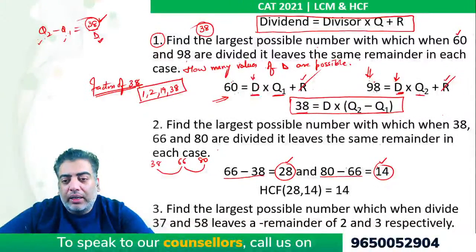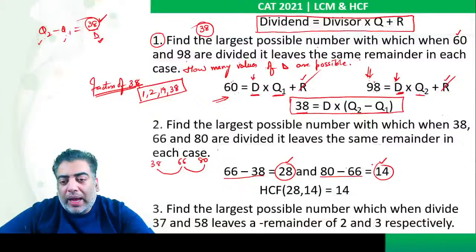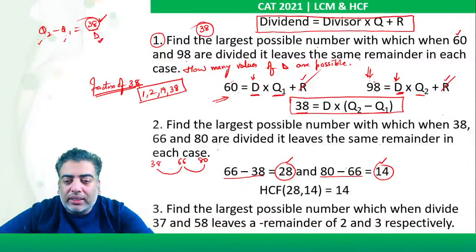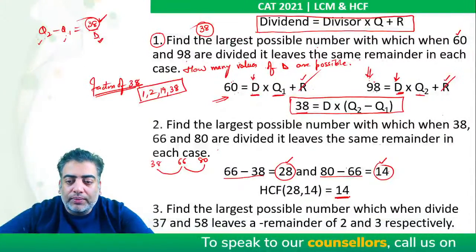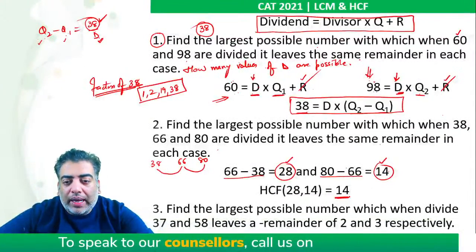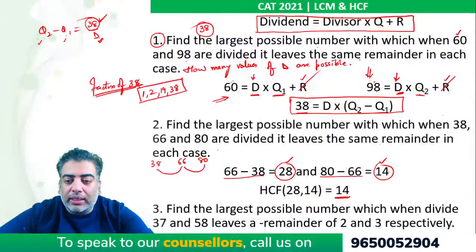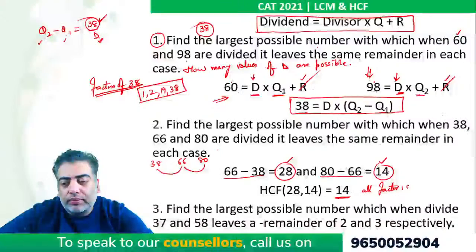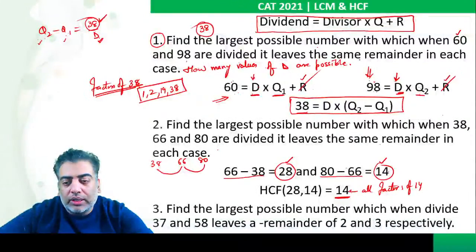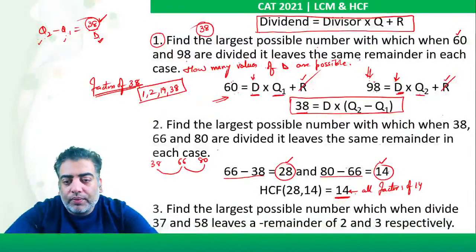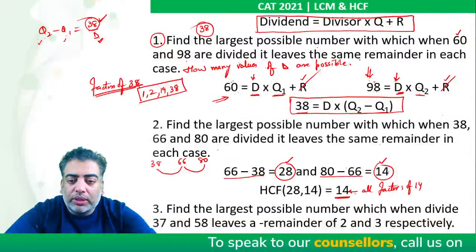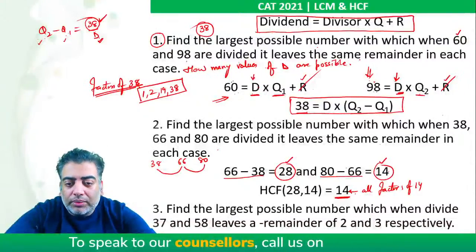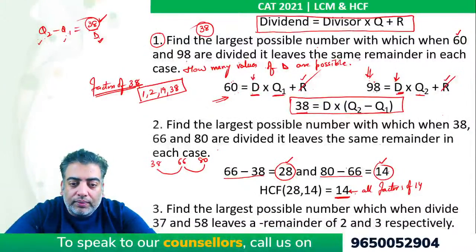Now the required value of D will be the highest common factor of 28 and 14. Please keep that in mind now, right? So the value of D will be the HCF of 28 and 14, which comes out to be 14. If I ask you how many values are possible in this case, they will be all factors of 14. So this is the 14 I am referring to. So factors of 14 are 1, 2, 7 and 14. So the answer comes out to be 4 values.